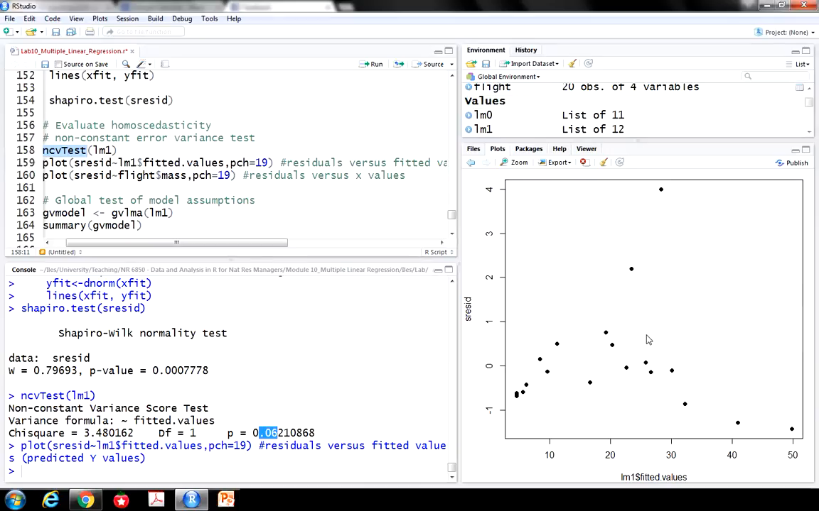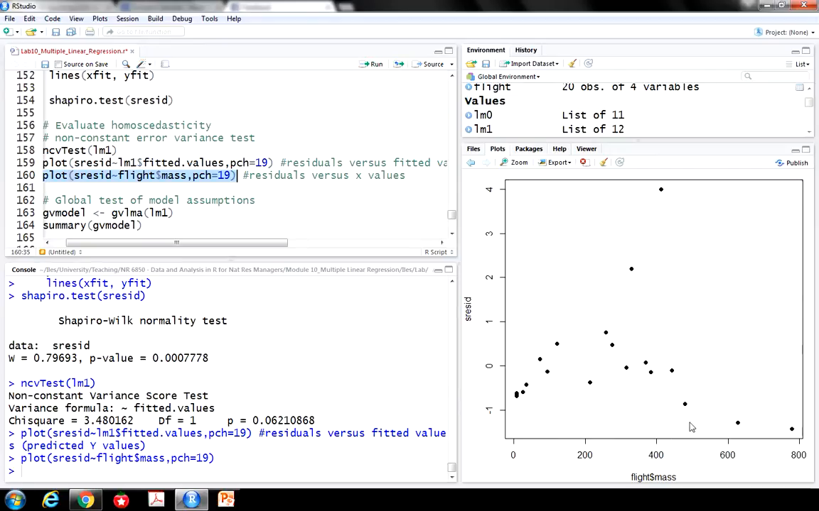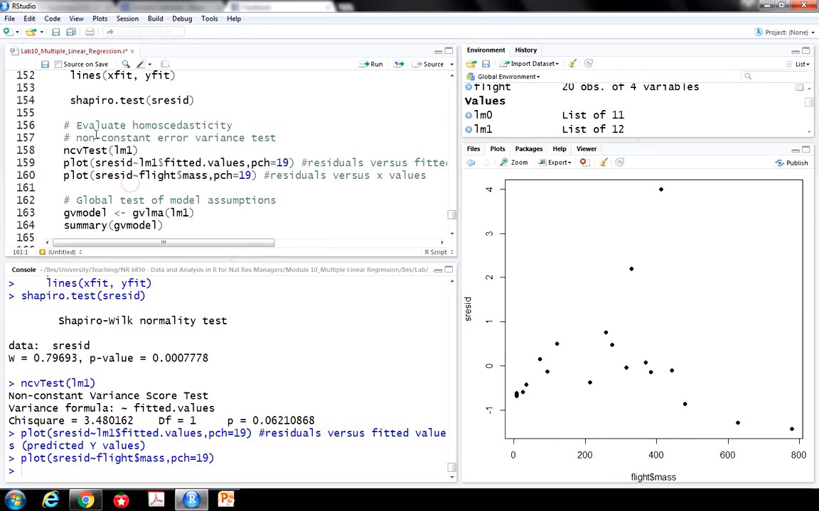And in this case, if I plot the residuals versus the x values, I'll get essentially the exact same thing, just rescaled. Okay, so my homoscedasticity assumption is maybe met here, maybe not. It's a little hard to tell. Again, I might want to consider transforming my data.